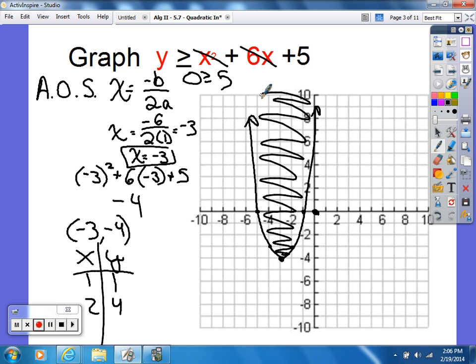Now notice I shaded the whole way up. That's a key thing a lot of people don't do. Make sure you shade the whole way up, make it pretty. And that's it. Any questions so far?